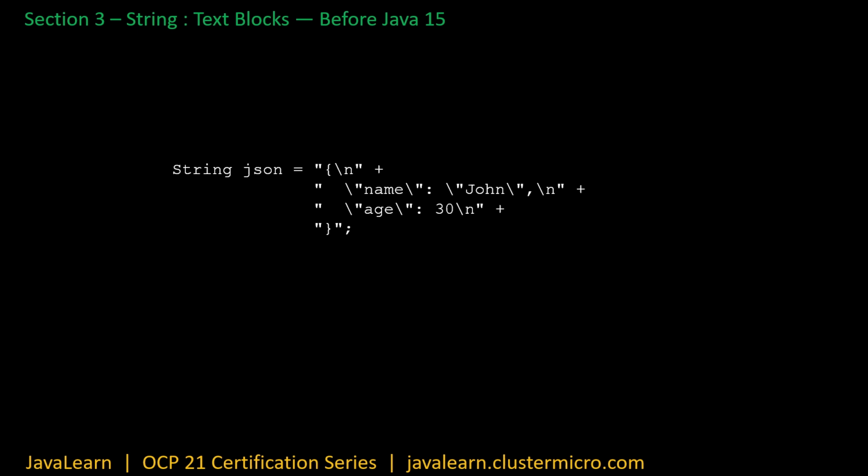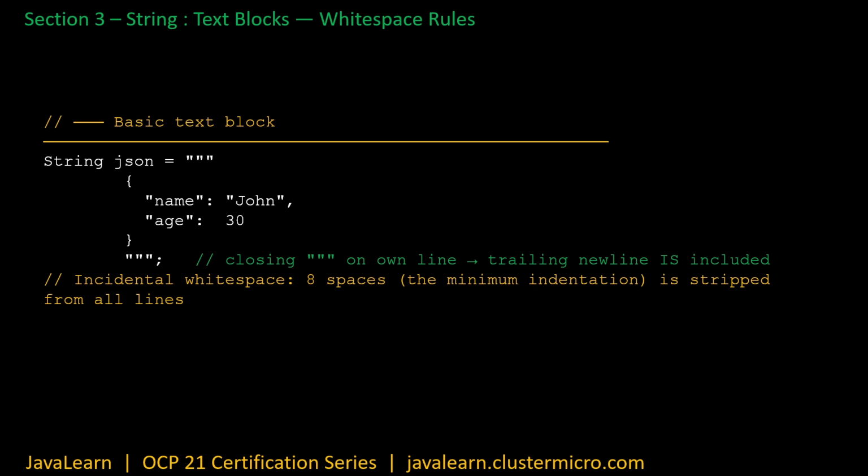Now let us go through the text block version and every rule that controls how it works. Block 1, the basic text block. String json, then triple quote, then braces, name John, age 30, closing brace, and then triple quote. Now look at the green text block version immediately below. Same JSON content, completely readable, no backslashes, no escape quotes, no concatenation operators. You write the content exactly as it should appear. Let me explain the structure precisely because every part of it matters for the exam.